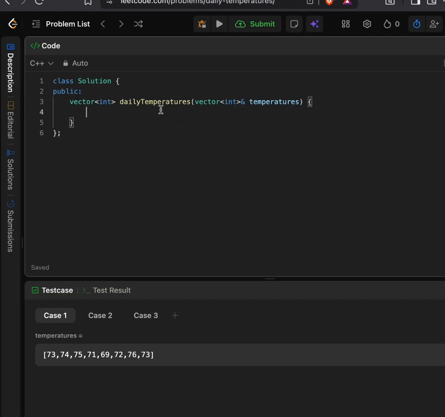So let's start coding. First we will create a stack of int, st, and we have to create a vector in order to preserve the result. We will initialize the vector with temp size, comma 0. Now for each int i equal to 0, i less than temp dot size, i plus plus.